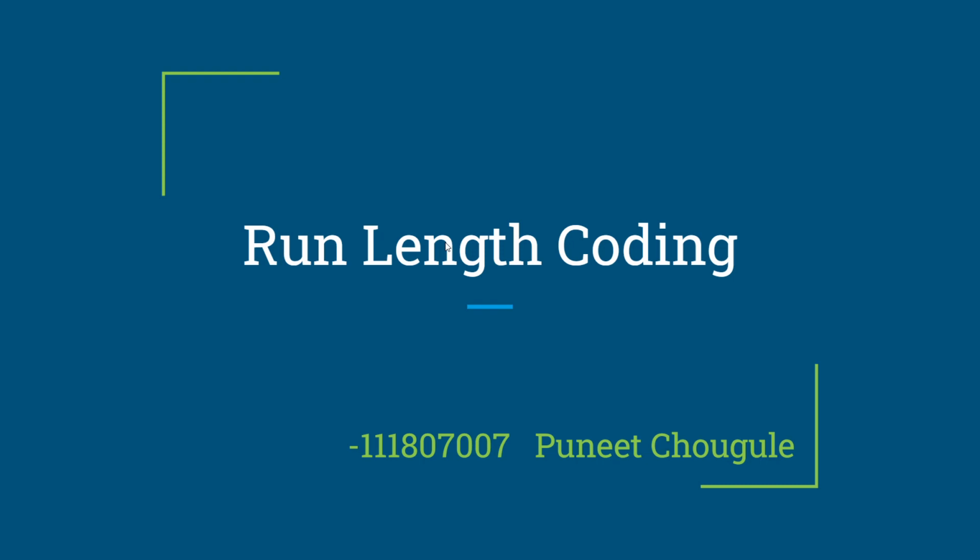Run length coding is a type of lossless compression algorithm. Let me tell you, in image compression, we know there are two categories of image compression. One is lossless compression and the other is lossy compression. So, run length coding is a type of lossless compression algorithm.